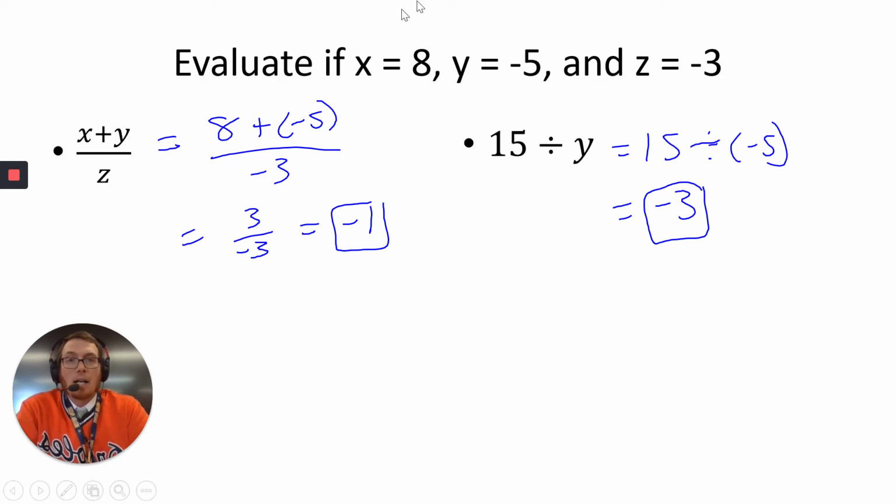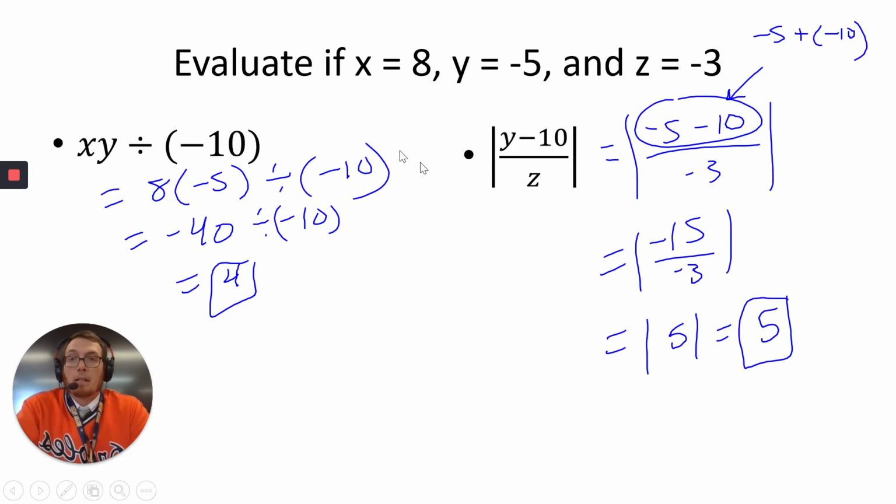15 divided by y, notice I'm putting those things in parentheses like I mentioned in the previous lessons. When you're plugging some of those in, you get negative 3. 15 divided by a negative 5 would be a negative because there's one negative and one positive. Next, it's x times y, so x times y would be 8 times a negative 5, which is negative 40. And then divided by a negative 10 should be 4. Notice here, because there's multiplication and division, you have to go left to right. So you got to go from the left side to the right side as you're finding that answer.